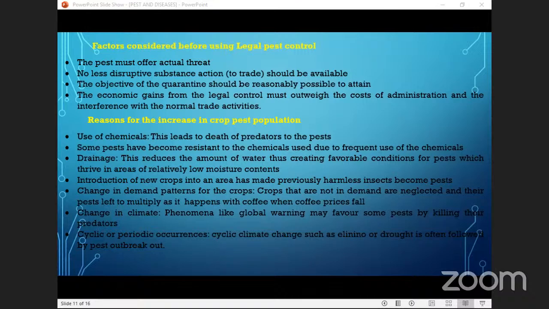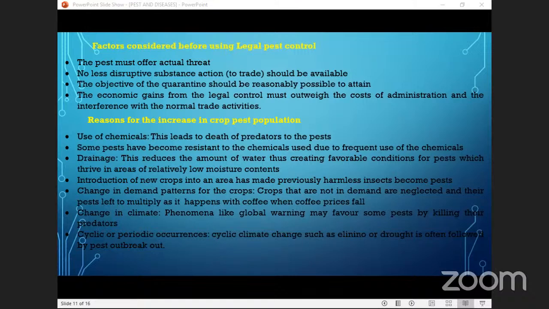The other is introduction of new crops into the area, which has made previously harmless insects become pests. There are some crops which have been introduced in certain areas. For example, for us this side, in Teso, we never used to grow matoke, and we had no challenges with certain pests. But now the pests which were harmless by then, before the introduction of matoke, have become more dangerous compared to before the matoke was introduced.